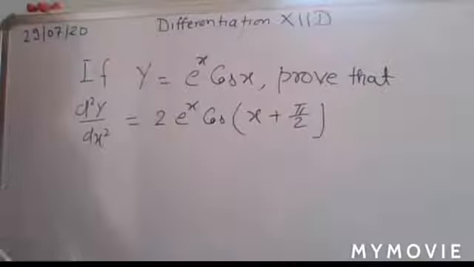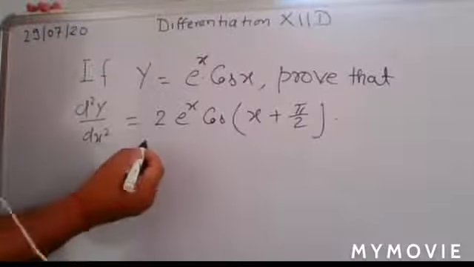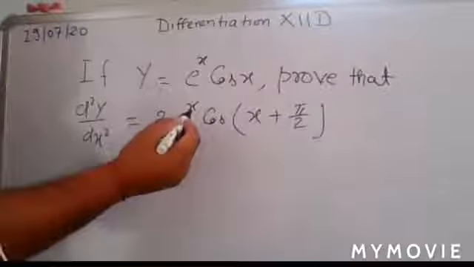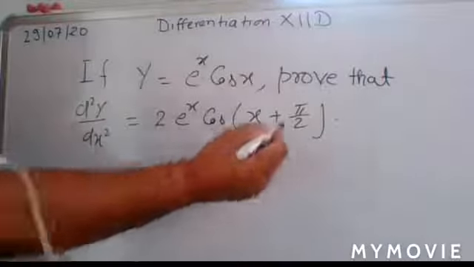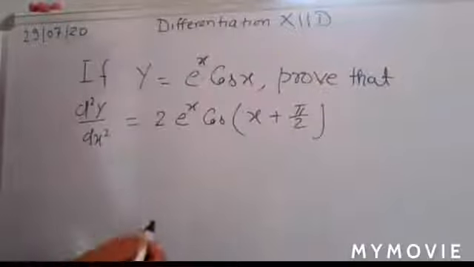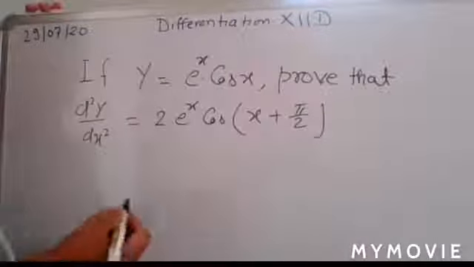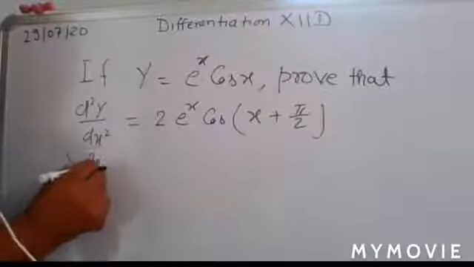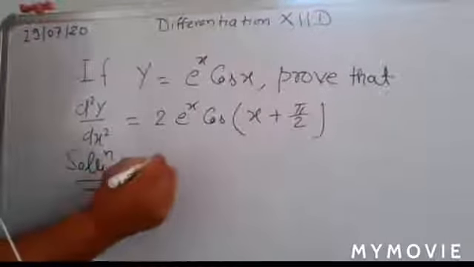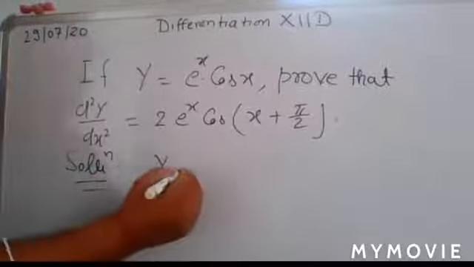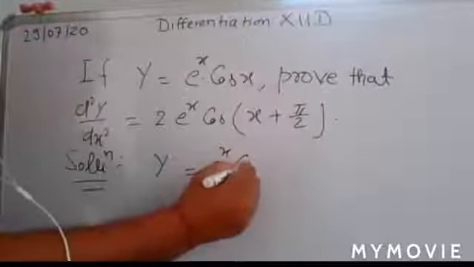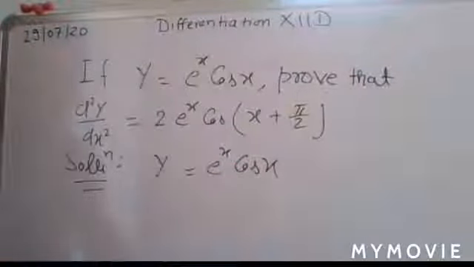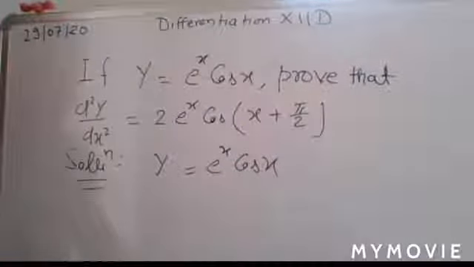Here your question is, if y is equal to e to the power x cos x, prove that d2y by dx2 is equal to 2 e to the power x cos (x plus pi by 2). That question was asked in 2012. First of all, you have to write your given equation. So y is equal to e to the power x into cos of x.